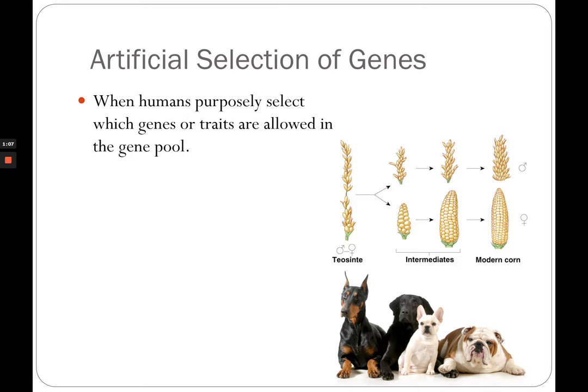So if you look at the corn that's on the side, the corn at the very beginning doesn't look like the corn that we see today. That's because we have selected certain types of genes over hundreds of years until corn kind of looks like what they are today.